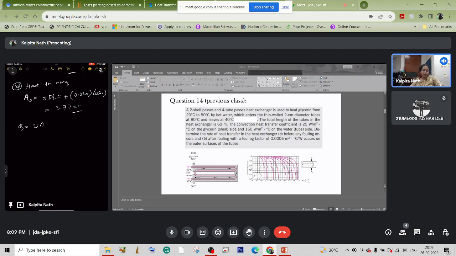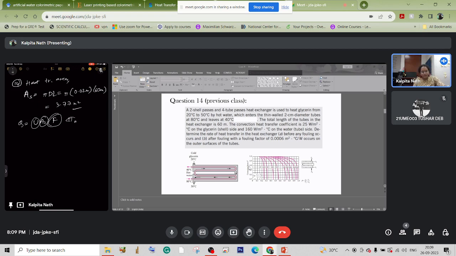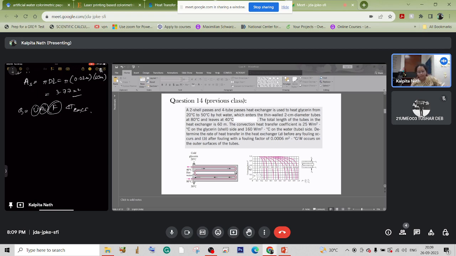is equal to, we already know U A_s, that is the overall heat transfer coefficient times the surface area, the heat transfer area. Here for fouling we also need to consider the fouling factor, and the log mean temperature difference, right? So for the log mean temperature difference we need delta T1 and delta T2: delta T1 minus delta T2 upon ln delta T1 upon delta T2.